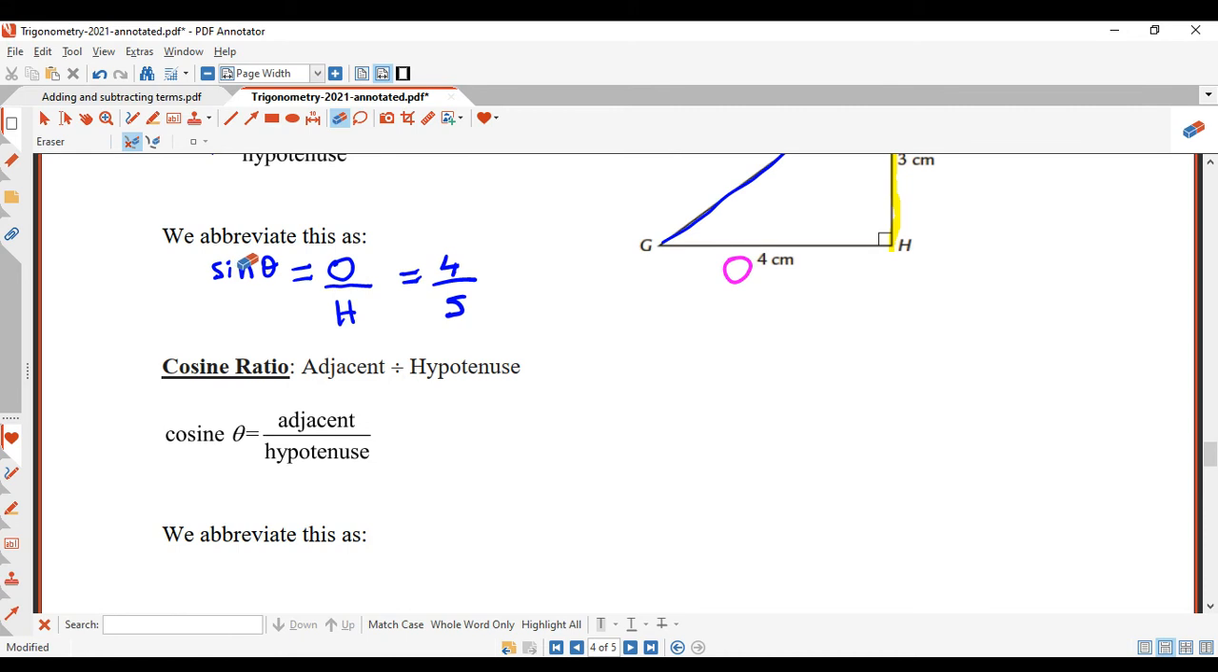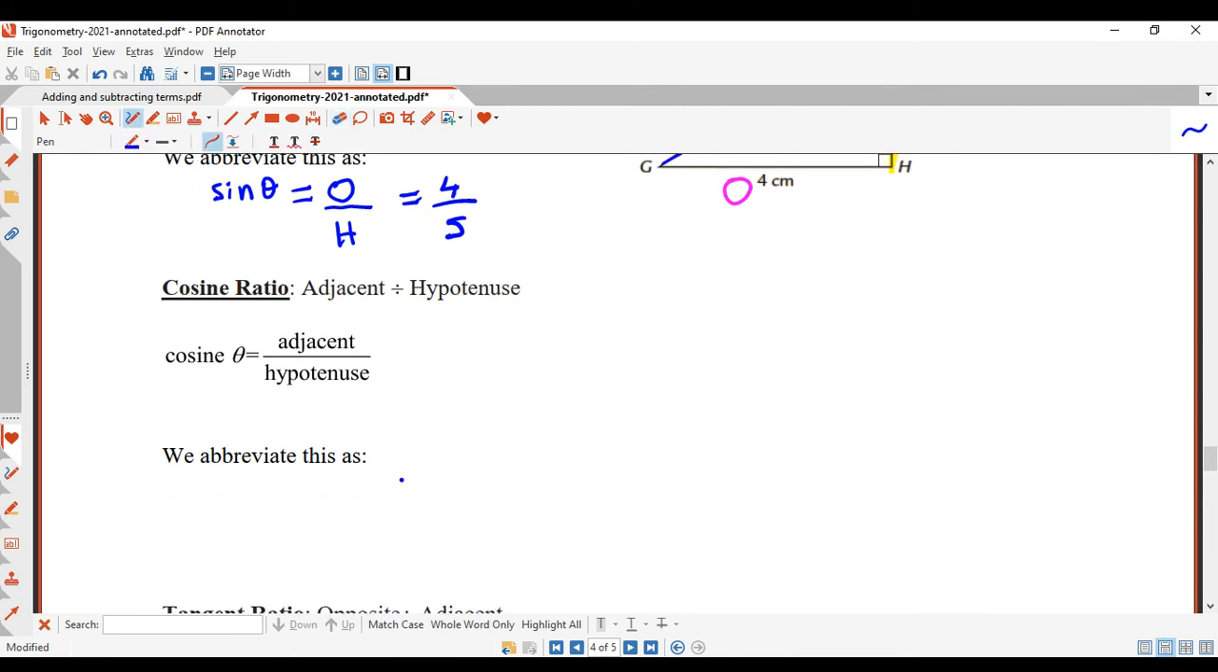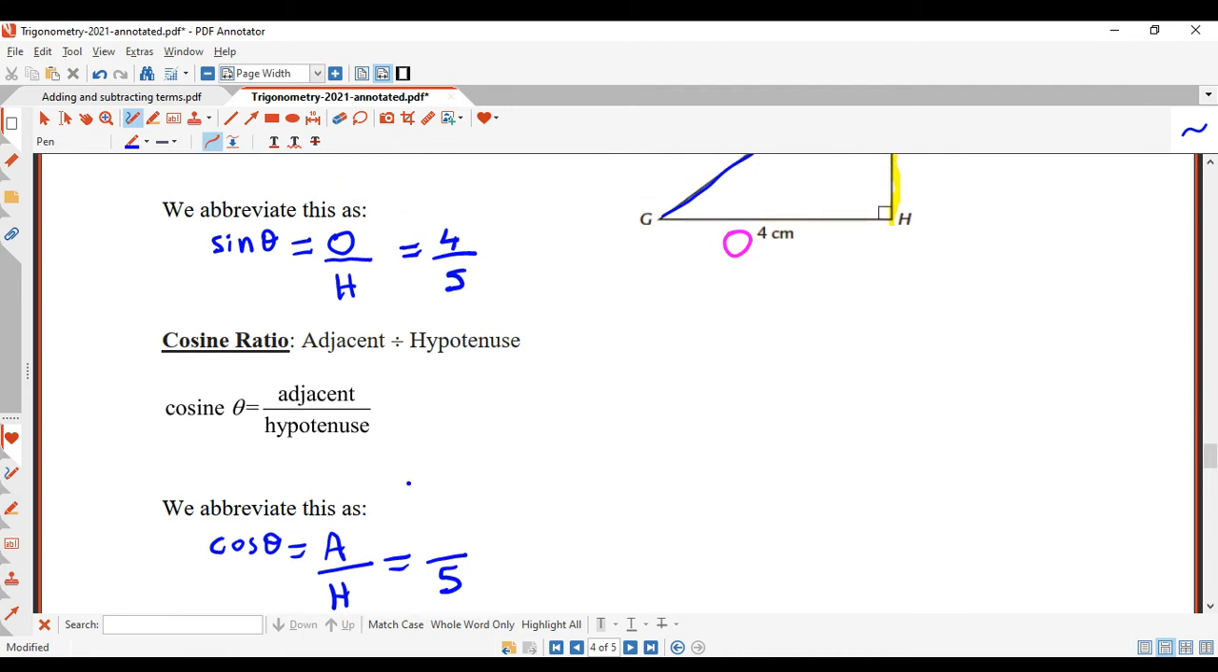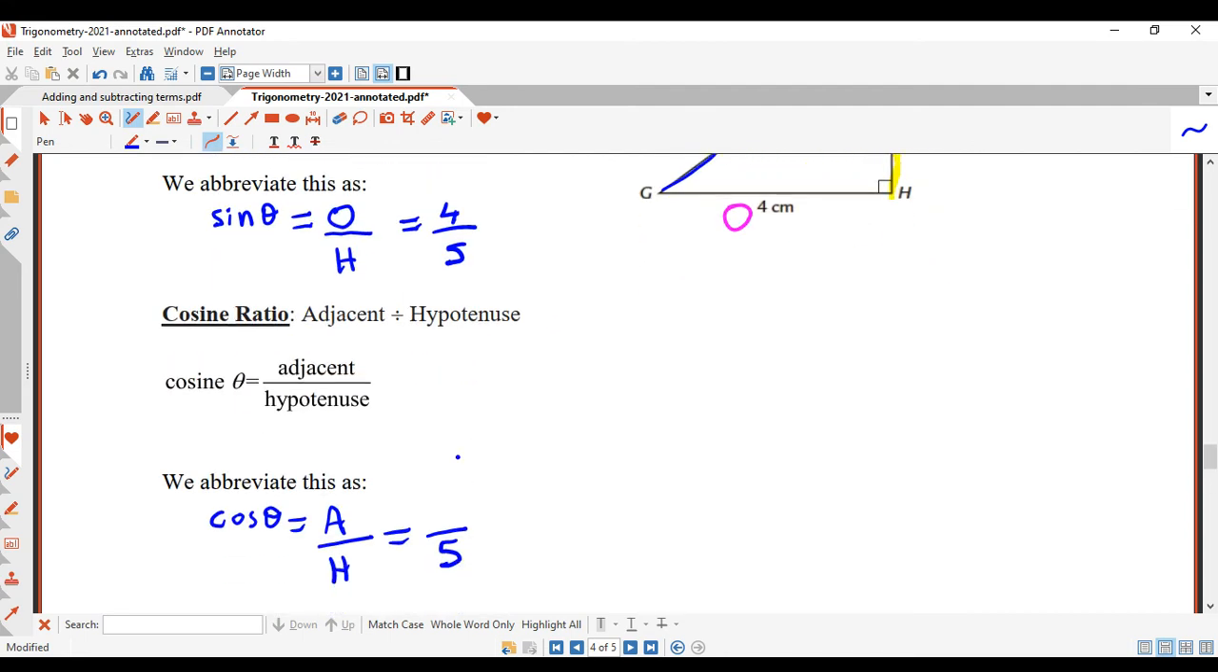So now how do we abbreviate this? We abbreviate this as cos. Keep theta as theta. And adjacent is A and hypotenuse is H. Now in that triangle above, we have 5, of course, as the hypotenuse. If you look at the adjacent side, it's 3 centimeters. So the cosine ratio for theta is 3/5. All right, so the cosine ratio is the adjacent side divided by the hypotenuse. It's the length of the adjacent side divided by the length of the hypotenuse.